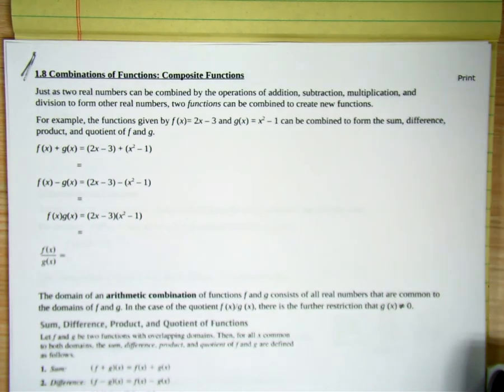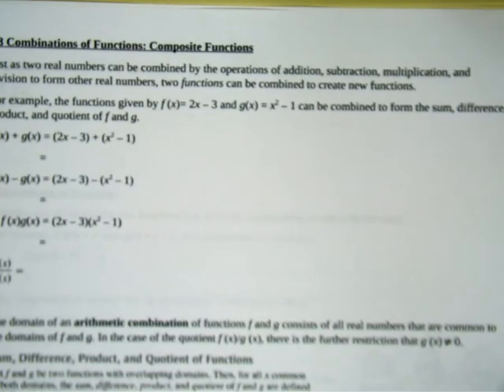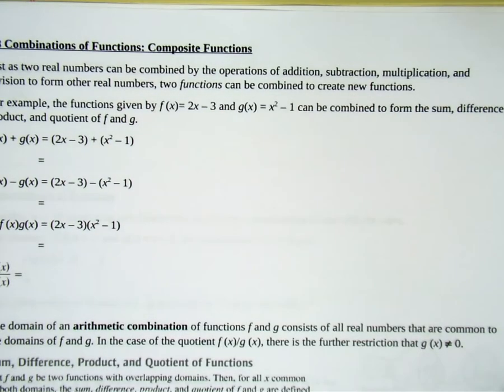Just as two real numbers can be combined by operations of addition, subtraction, multiplication, and division, we can do that with functions as well. For example, functions given by f of x equals 2x minus 3 and g of x equals x squared minus 1 can be combined to form the sum, difference, product, and quotient of f and g.